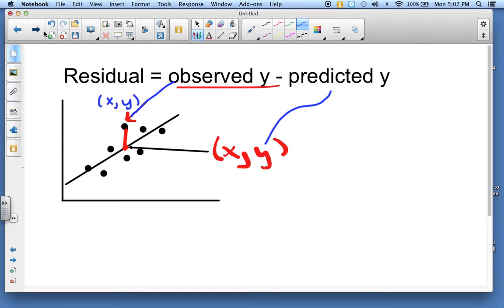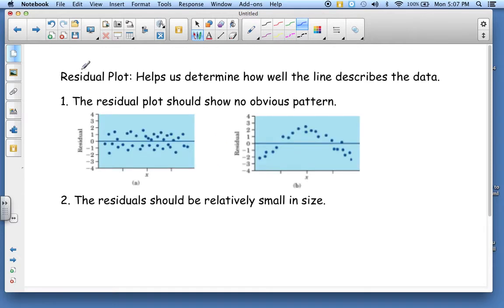Now, the next thing I want to cover is the residual plot. What you're going to do is create what we call a residual plot, and I'll show you how to do that shortly. Basically what this does is it helps us determine how well the line of best fit describes the data. If it is a really good description, it's going to give you no obvious pattern. This is the ideal situation. This is what I want to happen.